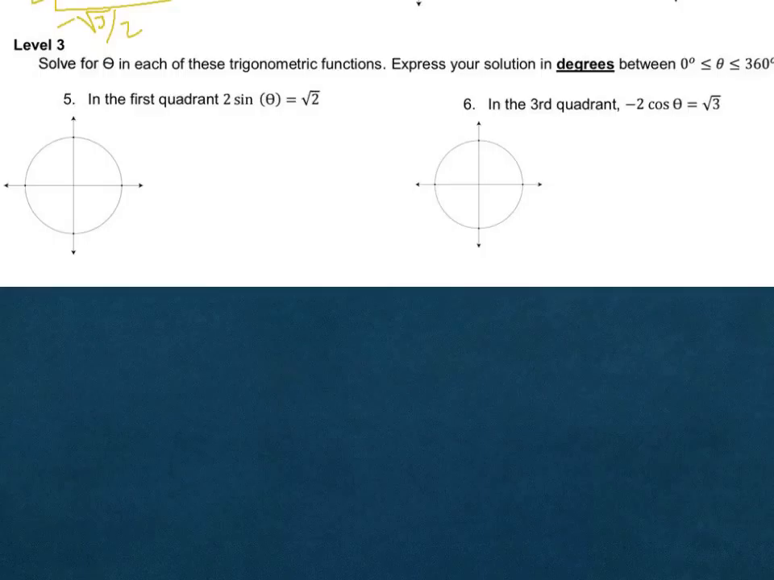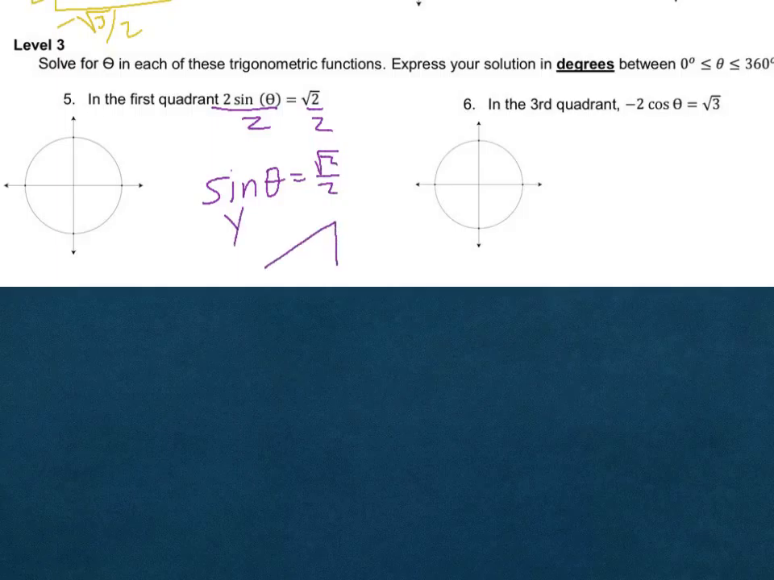Solving these equations is just the same as backtracking. However, we're going to have to do a little bit more work at the end. So we have sine of theta is square root of 2 over 2. And then we have to ask ourselves, when is our y value equal to that? So when is my y value square root of 2 over 2? I know that happens in a 45-degree angle, and it's positive, so I'm going to go up.